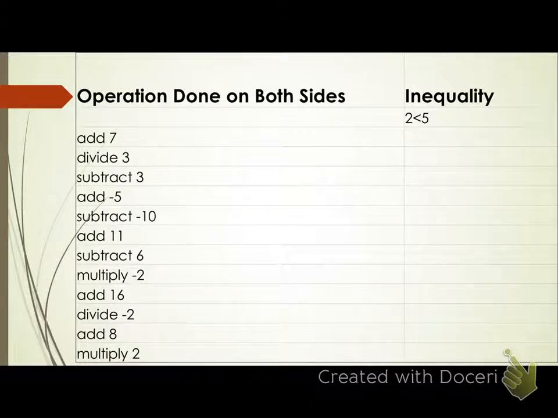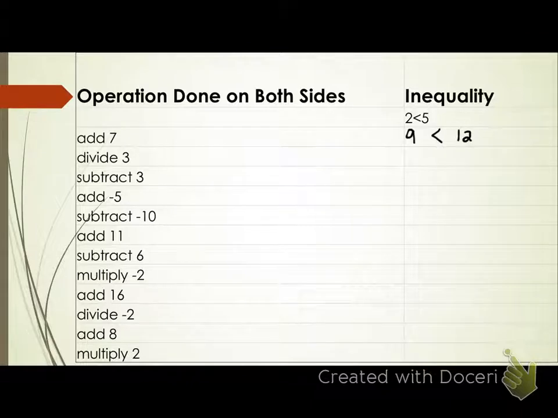So what's 2 plus 7? 9. What's 5 plus 7? 12. Thank you. What is my inequality symbol? The same. It's less than, right? Yes. Does everyone see how this is working now? You can write it down, yeah?